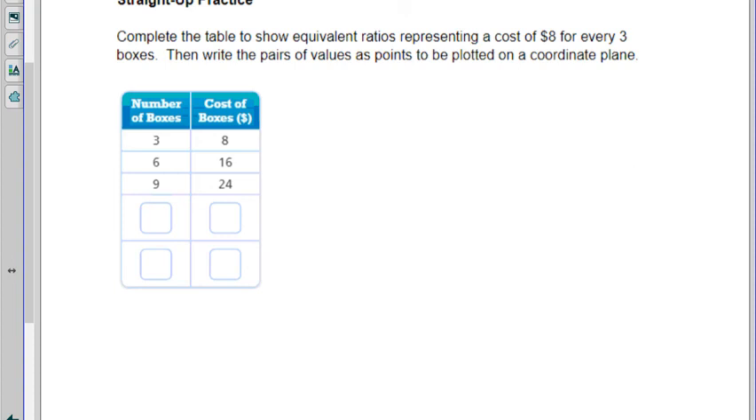Okay, we got some straight up practice. We got a ratio table here, and you can see a pattern. You can do some skip counting to complete the table. We got 3 to 8, 6 to 16, 9 to 24. We're going to keep going up by threes in the number of boxes and find the equivalent ratio of the cost. Give it a try.